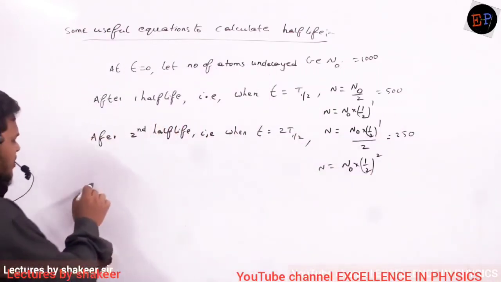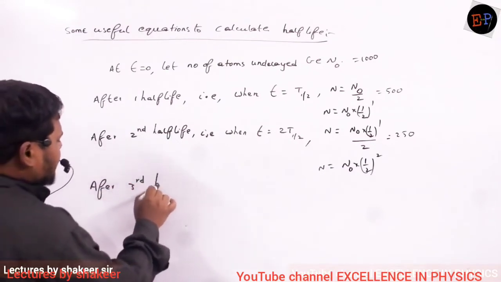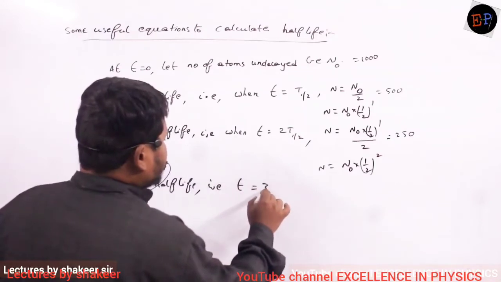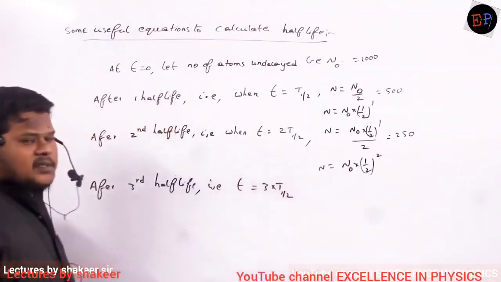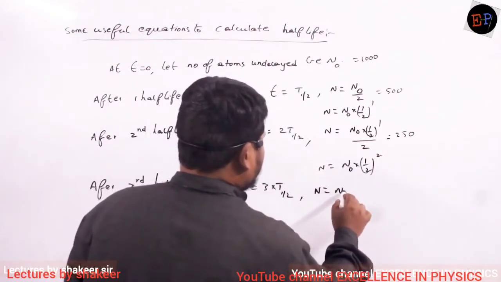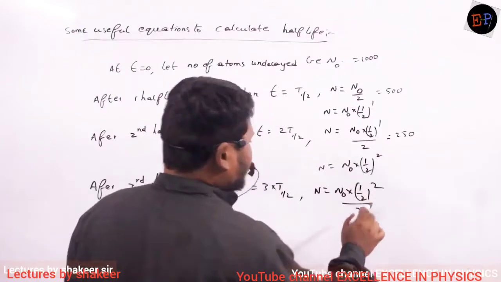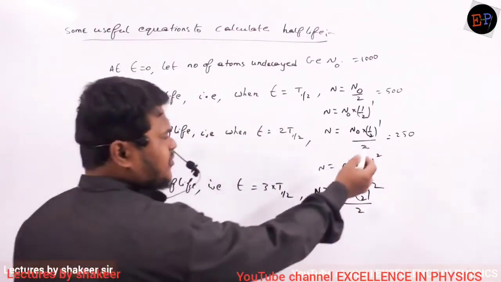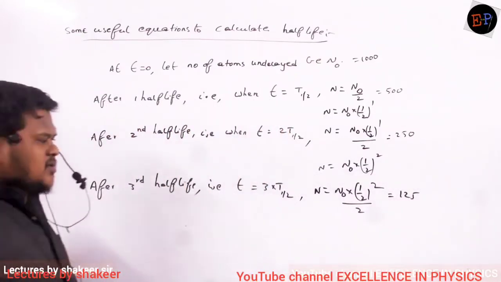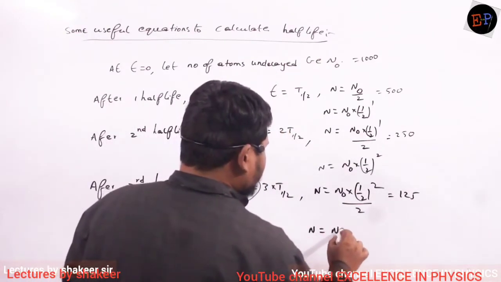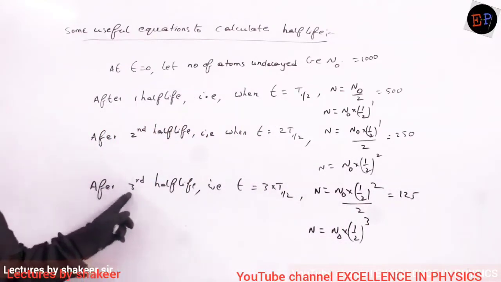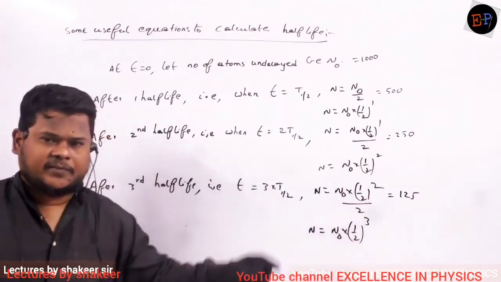Clear, no? Now let us go for after the third half-life. Third half-life, what is the time? T is equal to 3 into t half. Okay? 3 times the half-life. Now how many atoms will be there, can you say? N is equal to N0 multiplied by (1/2) power 2, again divided by 2. That's all. It means here now I have 250 atoms, no? 250 atoms should become how many atoms? 125 atoms. So this equation how can I write? N is equal to N0 multiplied by (1/2) power 3. Okay. 3 half-lives, number of atoms is N0 into (1/2) power 3.